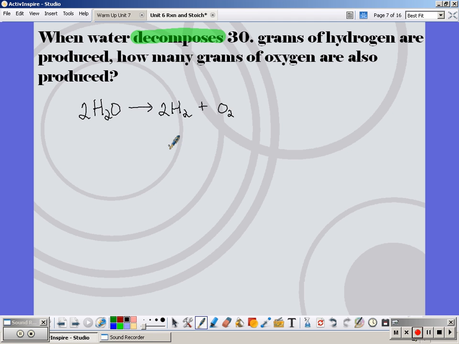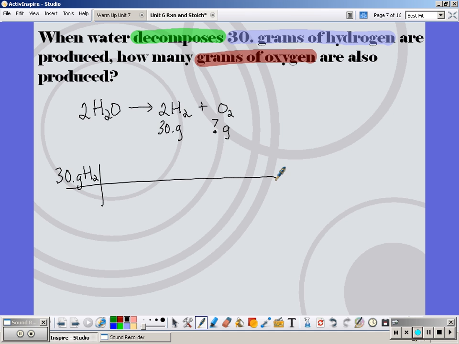Then if I continue reading the question, I'm given 30 grams of hydrogen, and I want to know how many grams of oxygen. So underneath hydrogen, I'm going to put 30 grams. Underneath oxygen, I'm going to put question mark grams. First thing I want to do is convert grams to moles. 1 always goes with mole. Grams is the molar mass. Well, 2 hydrogens have a molar mass of 2.